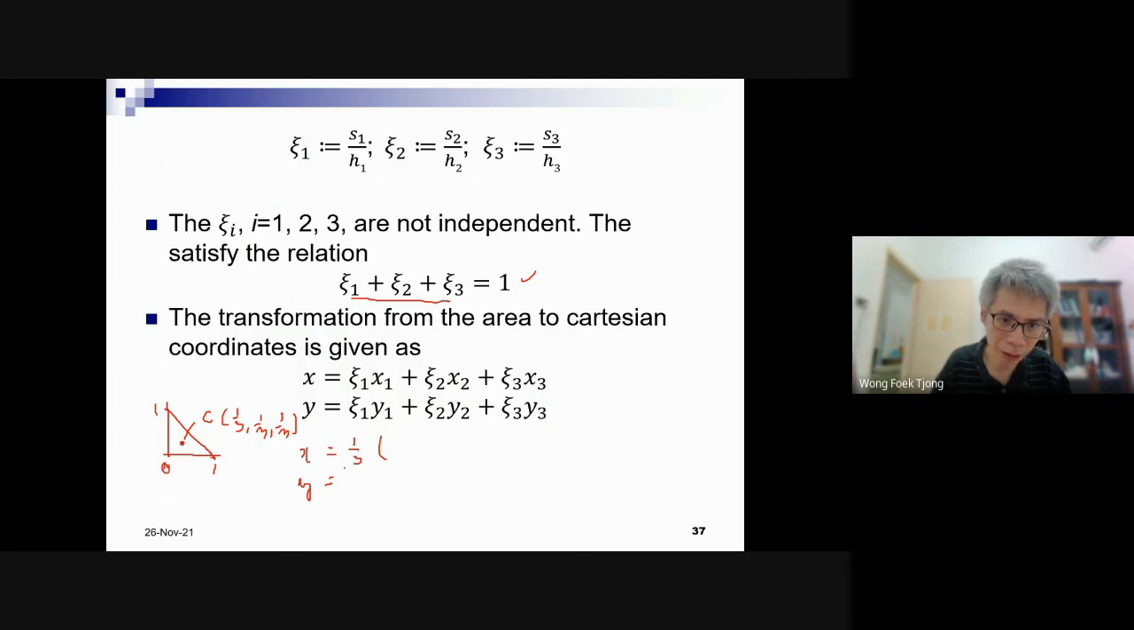X1 is 0, X2 is 1, X3 is 0. So it's 1/3. Correct, right? 1/3. How about Y? Y1 is 0, Y2 is 0, Y3 is 1. This is correct. According to Cartesian coordinates, also 1/3. Okay, so that's how to convert from area to Cartesian coordinates. Any question?